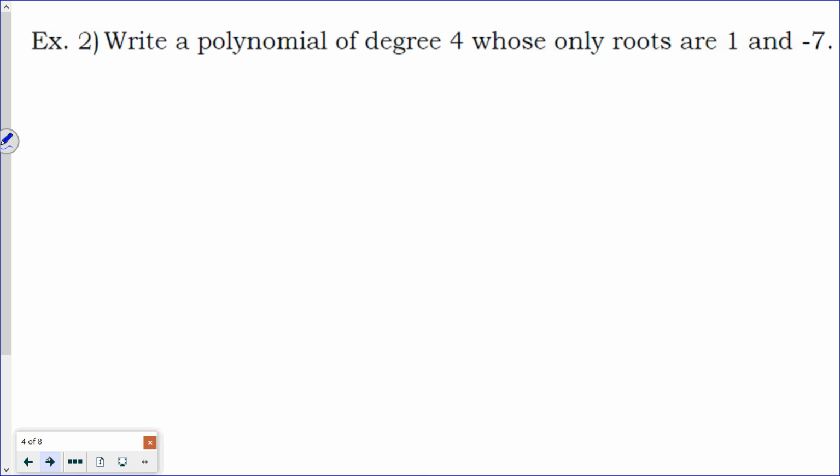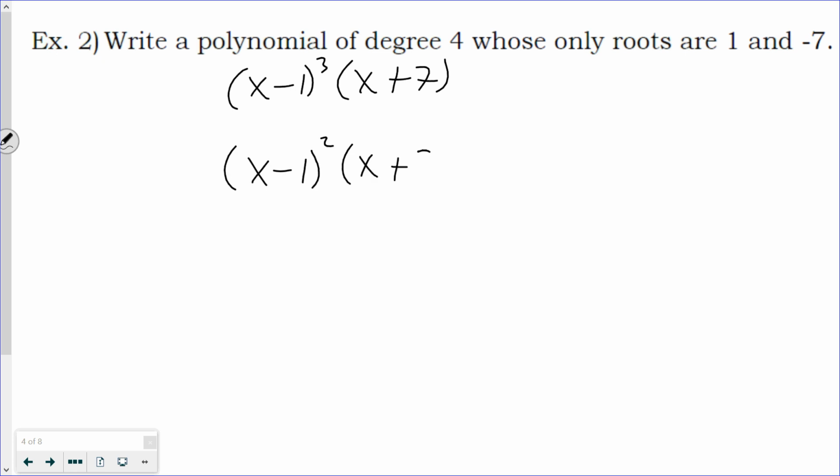Example 2 says write a polynomial of degree 4 whose only roots are 1 and -7. So here, there's going to be 3 different ways to do this. We have (x minus 1) cubed times (x plus 7). That is a 4th degree polynomial with only 2 different zeros. Or you could also write (x minus 1) squared times (x plus 7) squared. That's a polynomial of degree 4 with still the only 2 zeros being 1 and -7. Or you could write it as (x minus 1) times (x plus 7) cubed. All of these have a degree of 4, and they only have 2 roots or 2 different zeros that are 1 and -7.